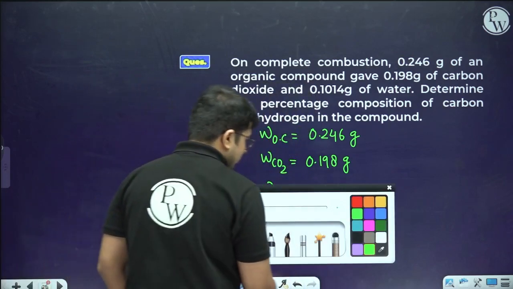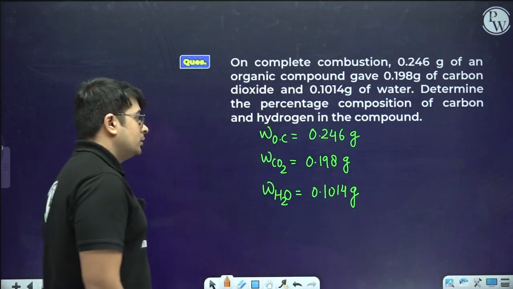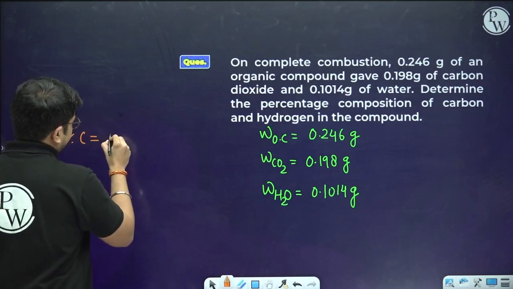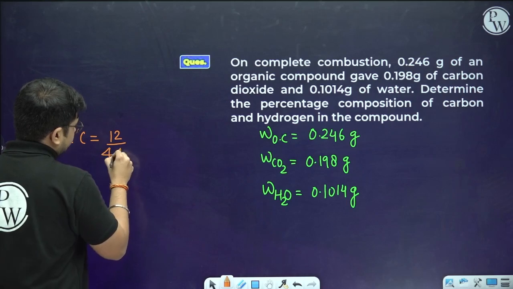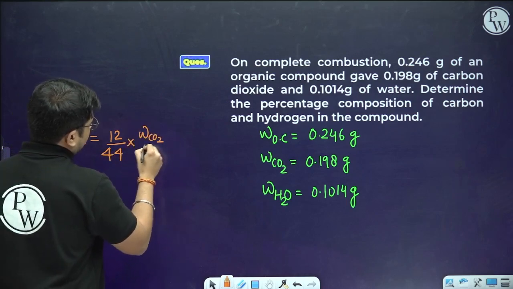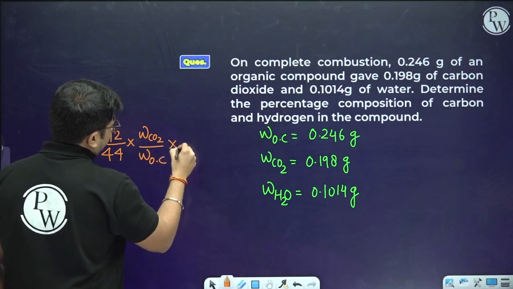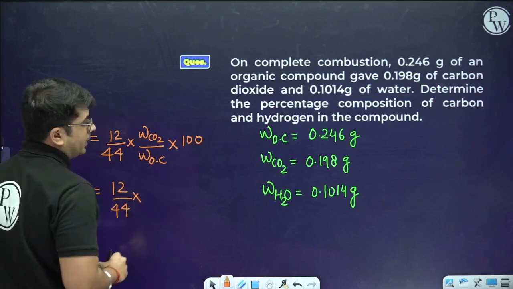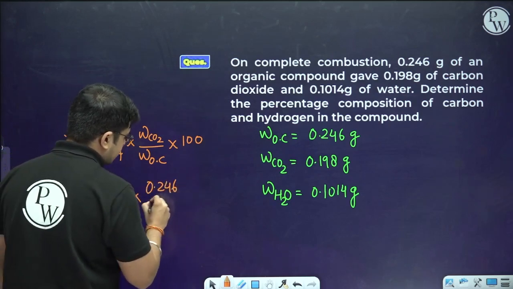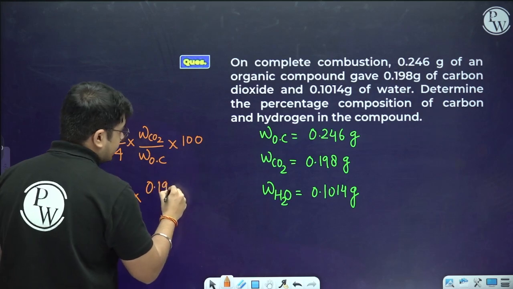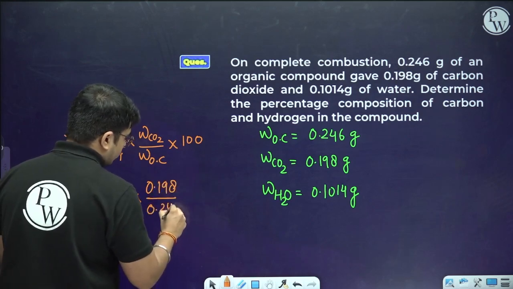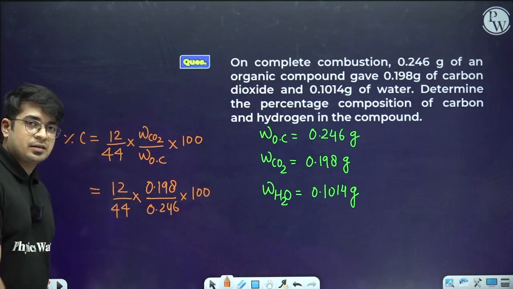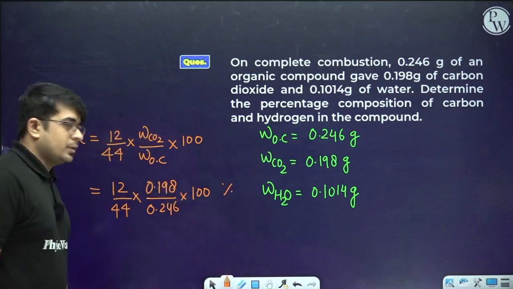You just have to put the entire values in a single formula. So first of all, if I'm talking about the percentage of carbon, I can say it must be 12 by 44 multiplied by W of CO2 divided by W of organic compound multiplied by 100. So that will be 12 divided by 44 multiplied by 0.198 divided by 0.246 multiplied by 100. You just have to solve this entire part and let me know the final answer. That will be the percentage of carbon.